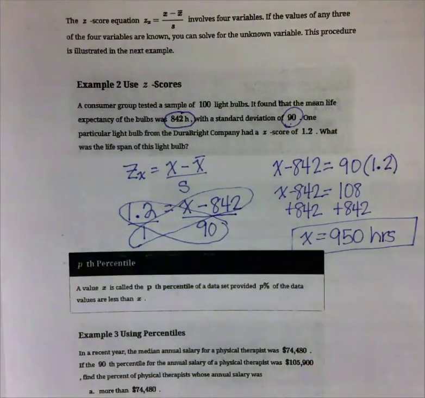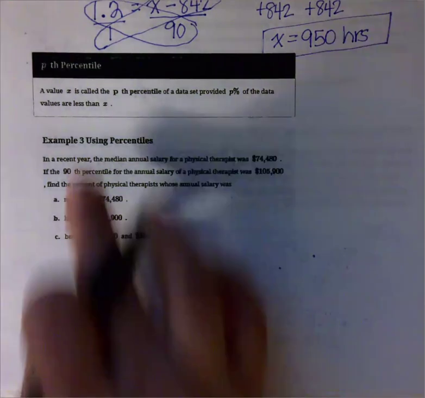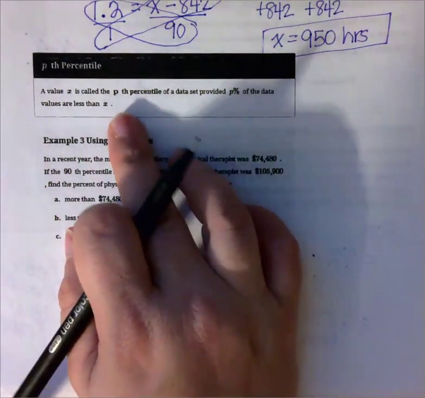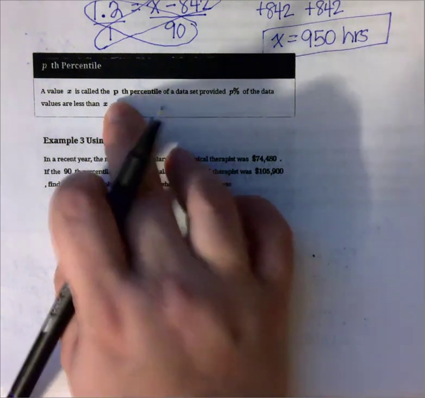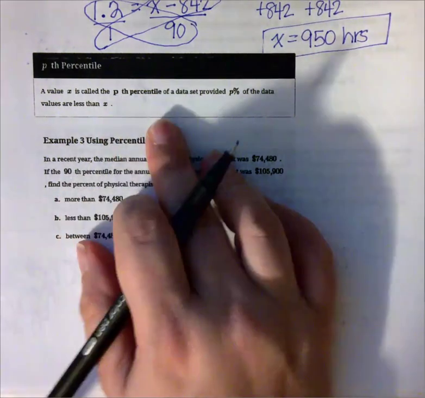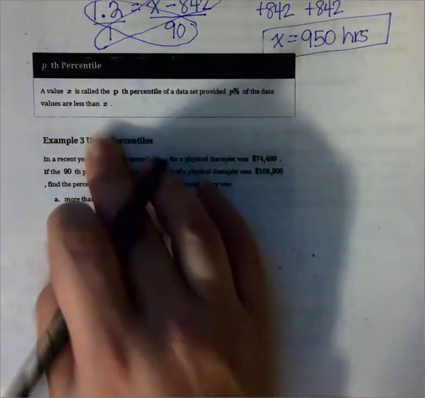You've probably heard the word percentile before, typically involved in height, weight, or test scores. If you're in the 70th percentile, that means that you scored better than 70% of your peers. So a value, X, is called the pth percentile of a data set, if p were 70, provided that p% of the data values are less than X.